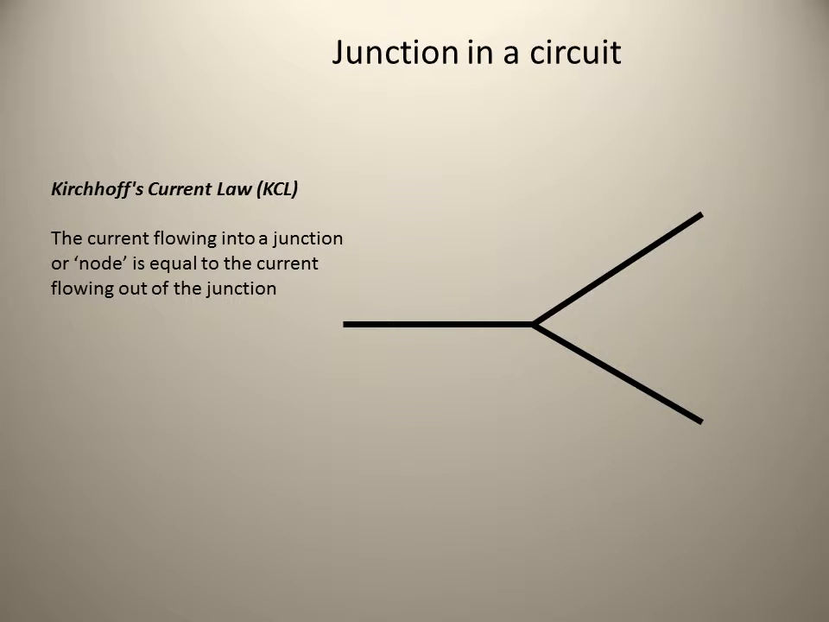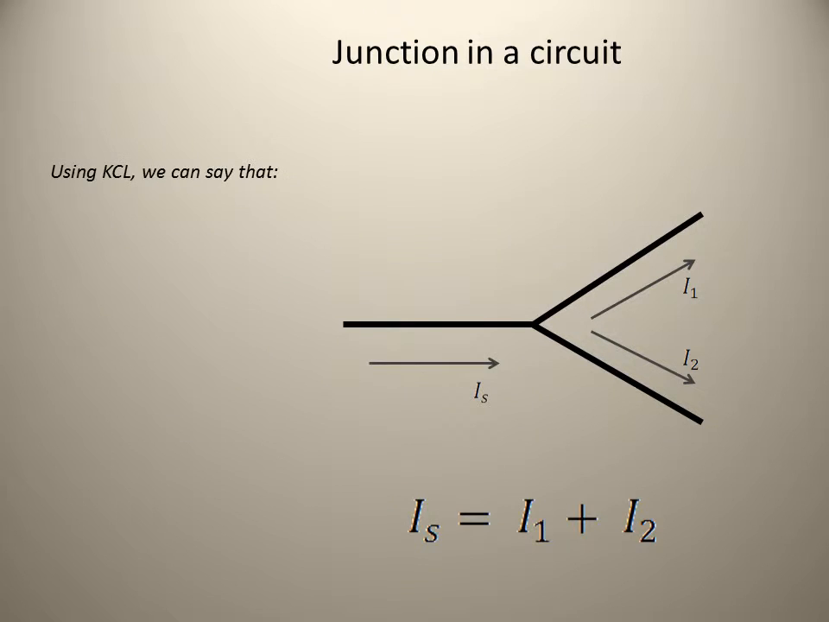Here we see a junction in a circuit with no current flow. Now if we add a current, we can see the arrows show the flow of charge through the junction, with current IS showing the source current or the current flowing into the junction, and I1 and I2 showing the current flowing out of the junction. So KCL shows us that the current flowing into this junction, or IS, is equal to the current flowing out of this junction through both branches on the right.